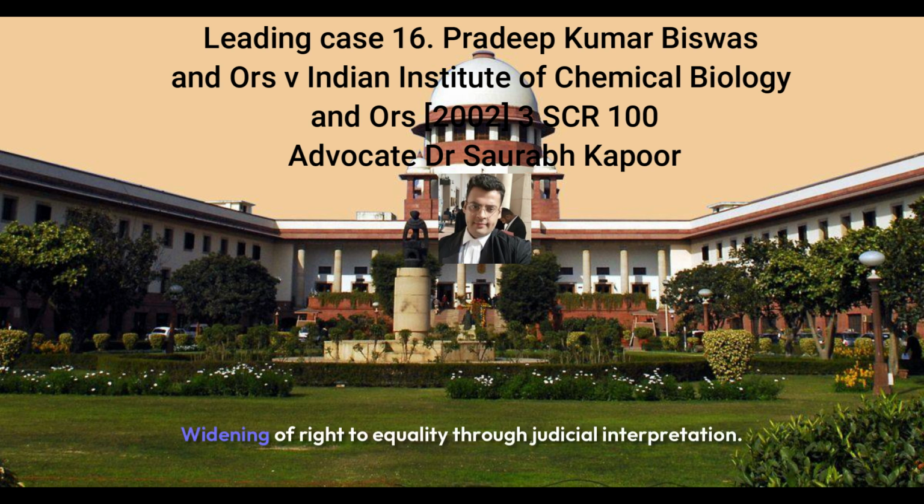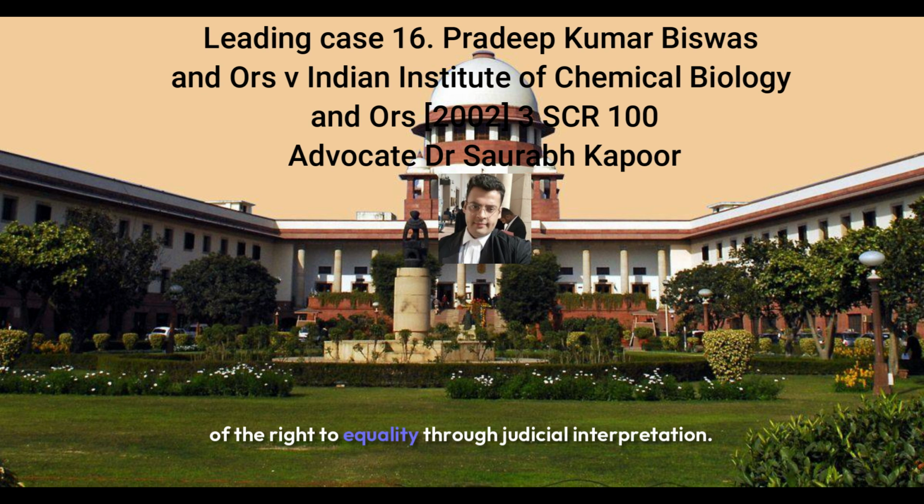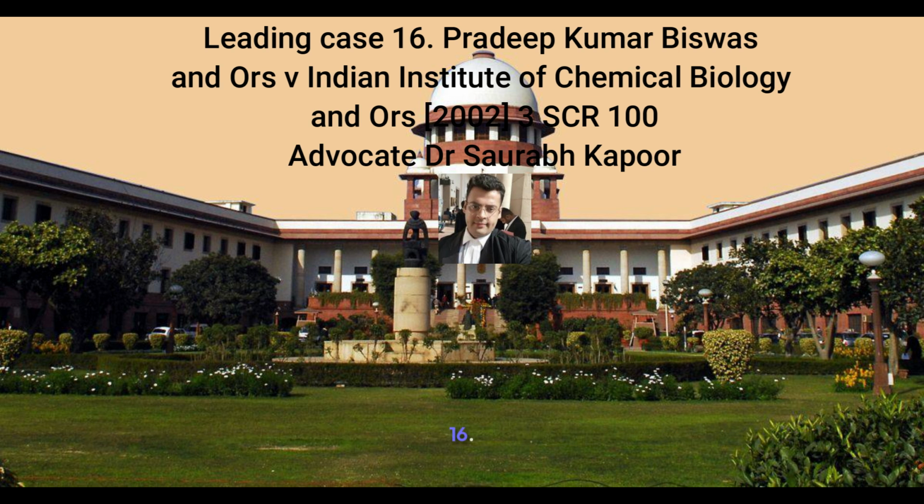15. Widening of right to equality through judicial interpretation. Benjamin Cardozo's The Nature of the Judicial Process discusses the widening of the right to equality through judicial interpretation. This includes protection against arbitrary or irrational acts of the state. It also addresses the curbing of arbitrary exercise of power by centers of power. 16. Evolution of state definition.